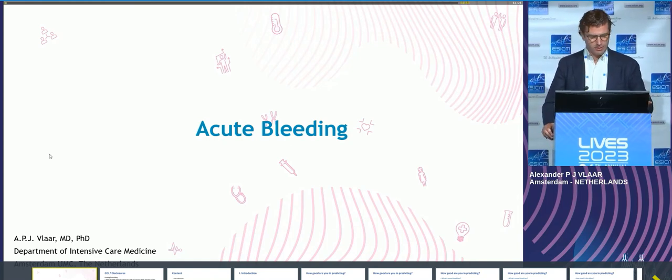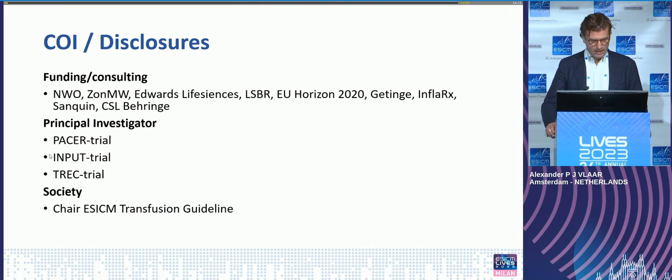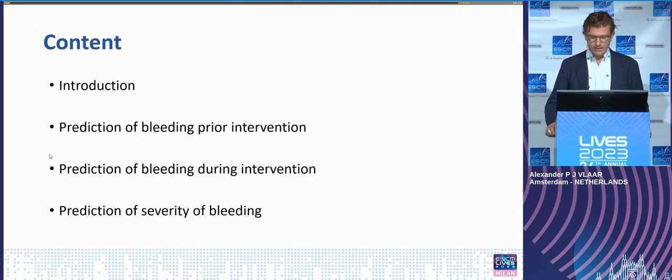My presentation is about acute bleeding, and these are my conflicts of interest and disclosures. I will briefly go through some background, prediction of bleeding, prior interventions, and prediction of bleeding during intervention, with, of course, a focus on cardiovascular, and prediction of severity of bleeding.